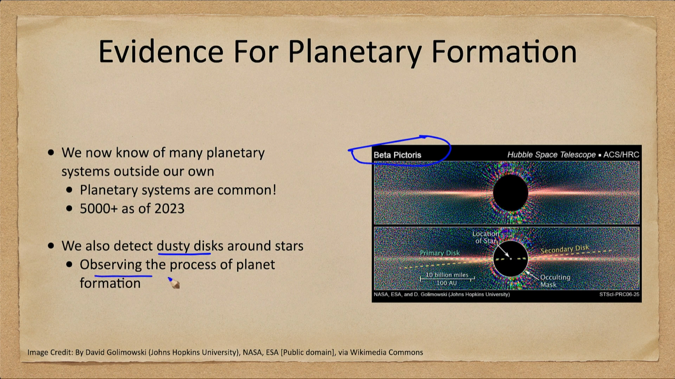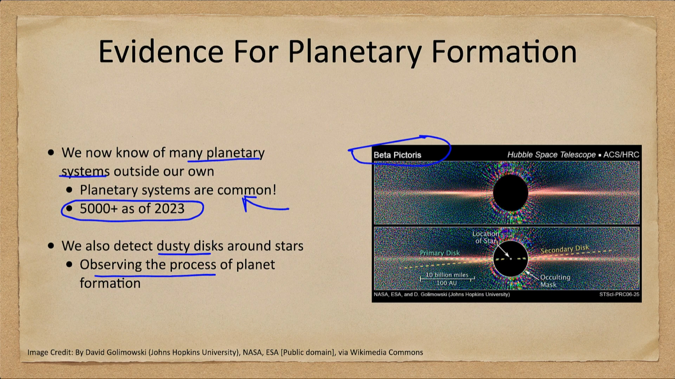We are observing that process of planet formation. We will never get to see it finish. It takes millions and millions of years for it to actually complete. But we can see different stages of it. And we have learned that planetary systems are very common in the universe. In fact, as of 2023, more than 5,000 planets outside our solar system have been detected. Just a few decades ago, we knew of none. So we have now detected over 5,000 confirmed planets outside of our own solar system.